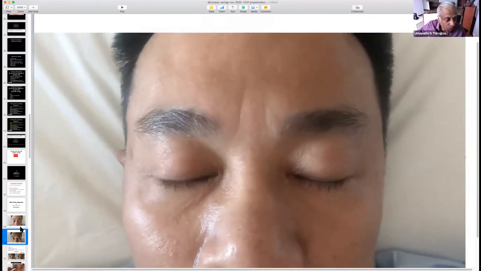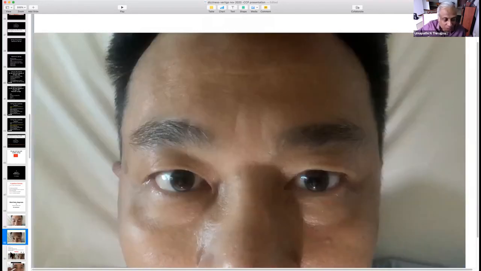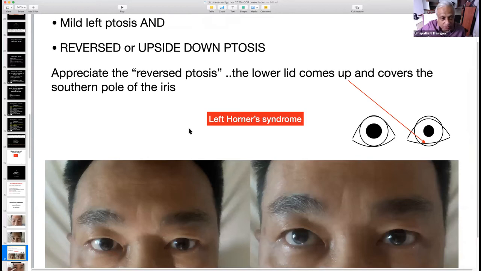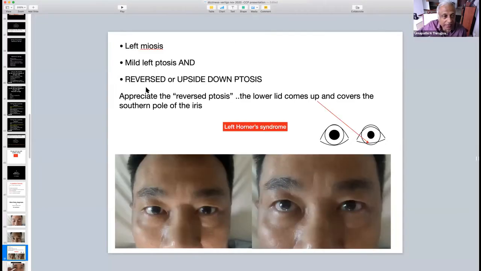Now, many of you will be thinking, oh, I'm confabulating the science here. What ptosis am I talking about? So to convince you, I'm going to show you a still of this patient, okay? So you can see here, meiosis, all of you saw, right? But you notice that there's mild ptosis of the other eye. But interestingly he has the other sign of Horner syndrome, which is reverse ptosis. Not only is the upper eyelid coming down, but the lower eyelid is going up.